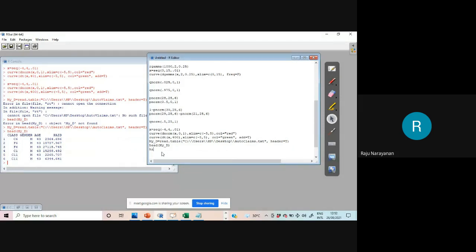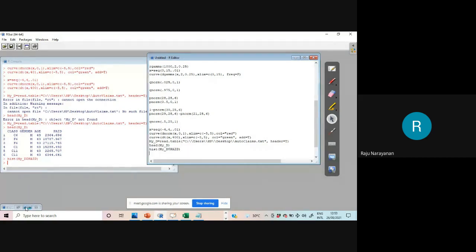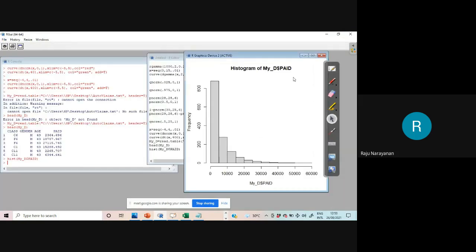First, it is better to draw a histogram. hist(myD$paid). This is a histogram. Our experience will help us. Looking at the histogram, can you say that the normal distribution is a good fit? I am asking you a question: is the normal distribution a good model? No. Normal means it's a bell-shaped curve. The curve should be bell-shaped, then you can play games on this.